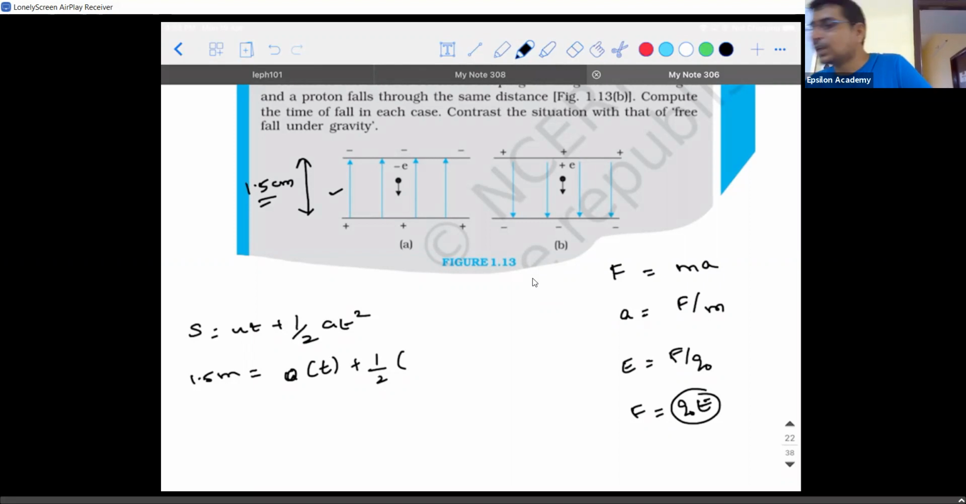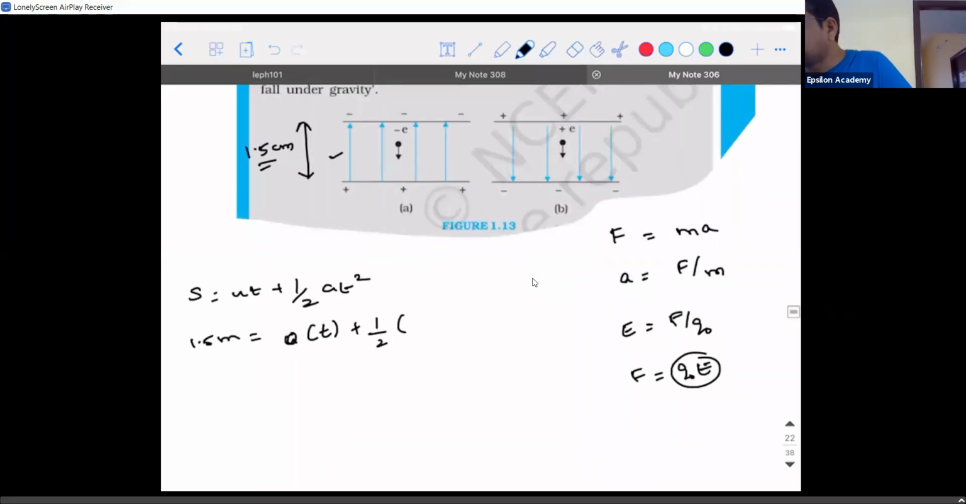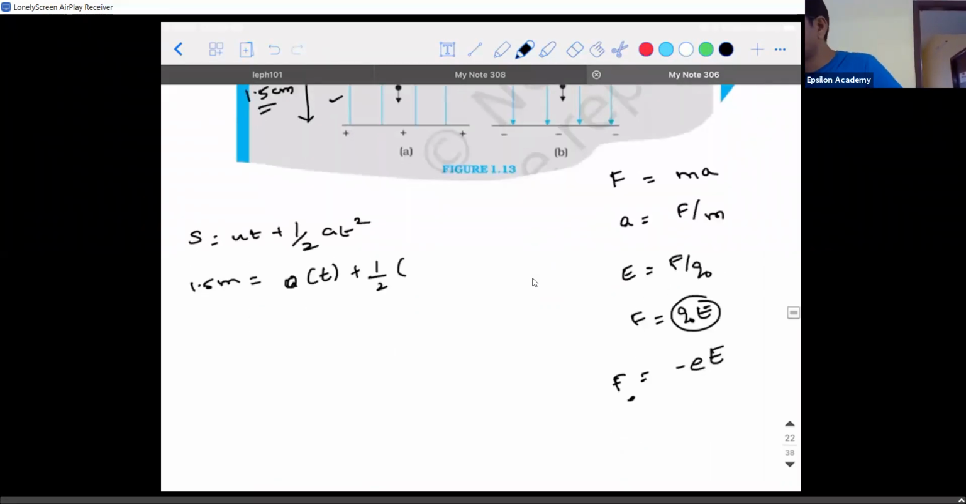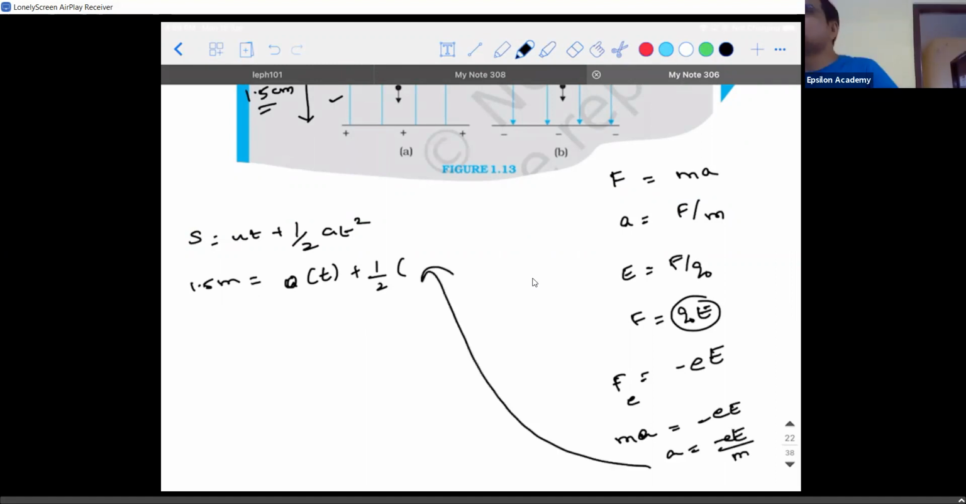So, here what is the value of Q naught? What is the test charge moving under the influence of the electric field? Electron. So I can write it as minus e into capital E. Does this make sense? So minus e into capital E is the amount of force experienced by the electron. If I equate it to m into a, then a will be equal to minus small e into capital E divided by m. So if you substitute this value and calculate the time, you will get the required answer.